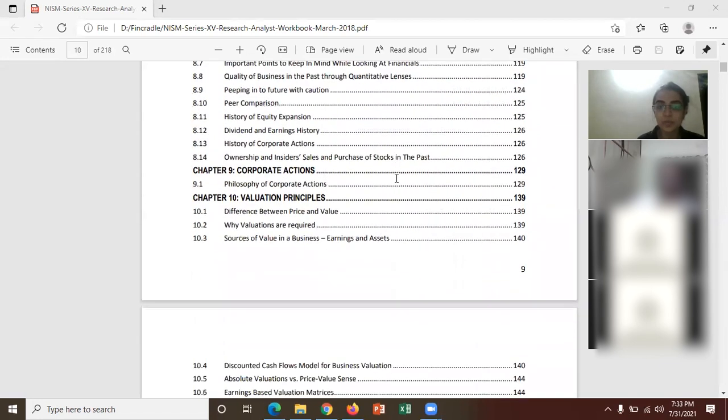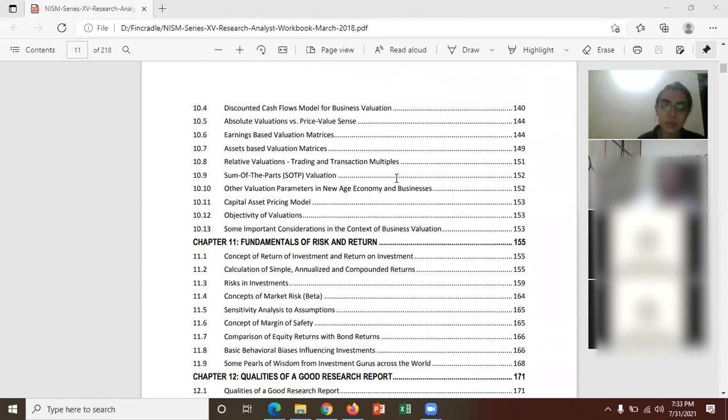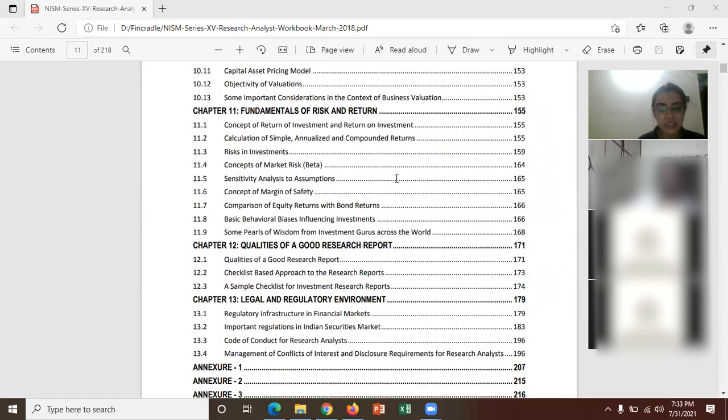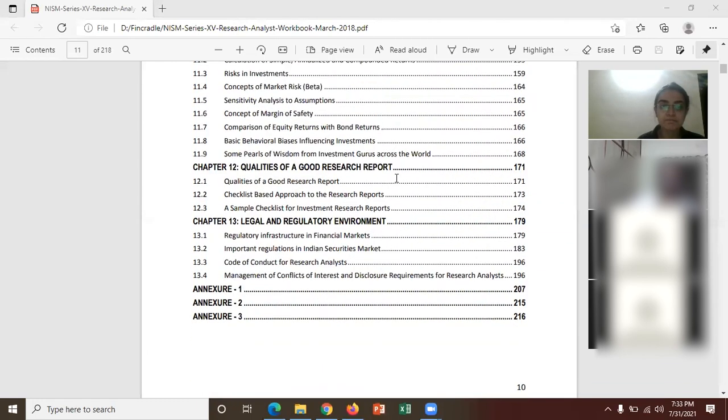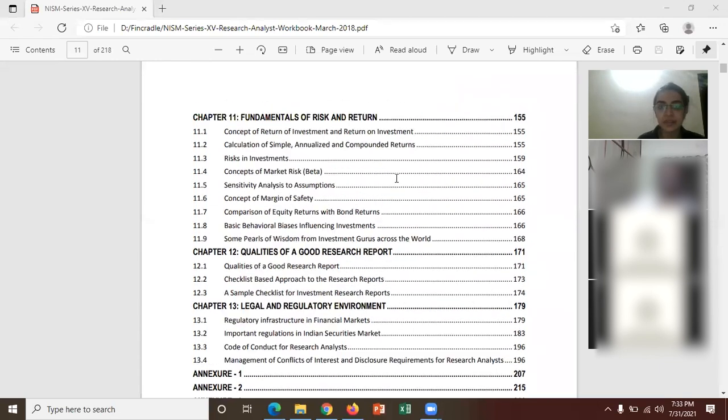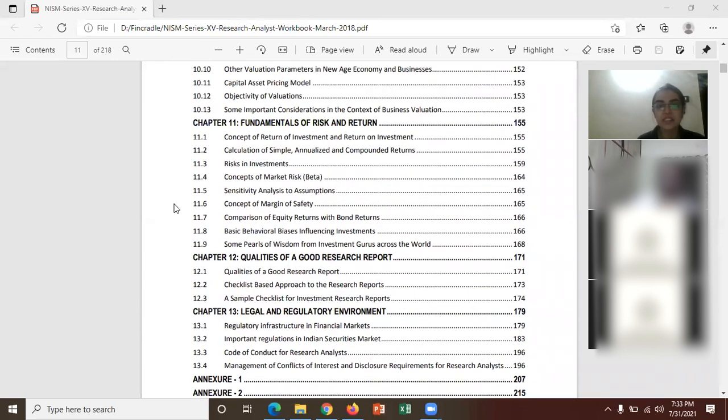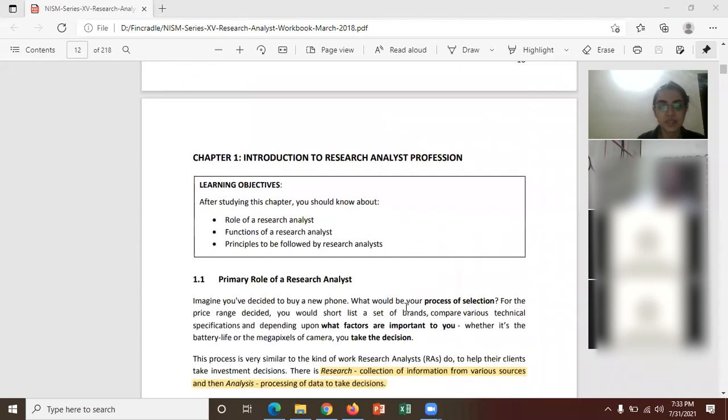What are the different corporate actions? How do we value a company? Risk and return, then the regulatory side. The most important part is still chapter 11. Chapter 12 and 13: 13 is purely theoretical, nothing to learn, not a big deal, just a theoretical concept. 12 is just report making.